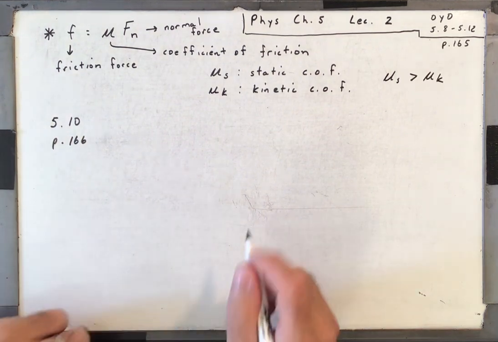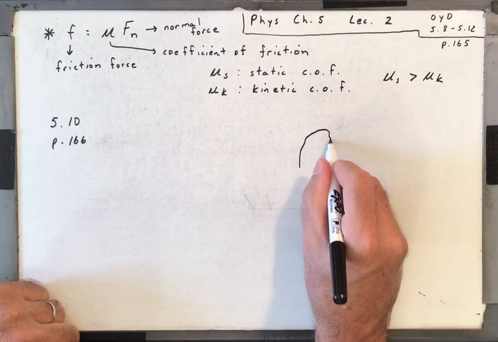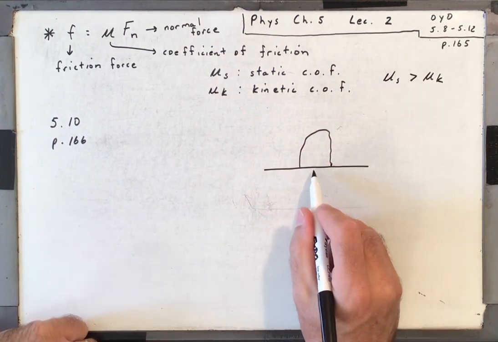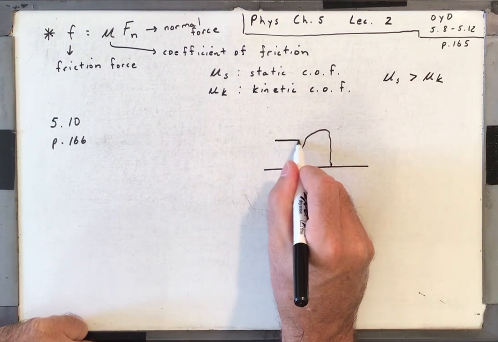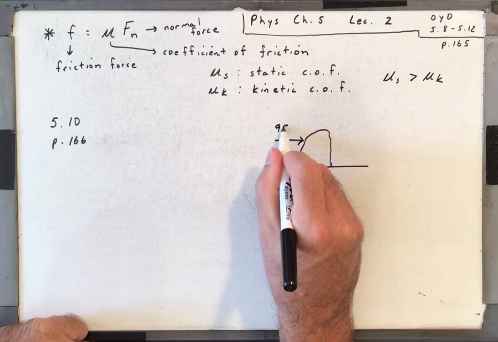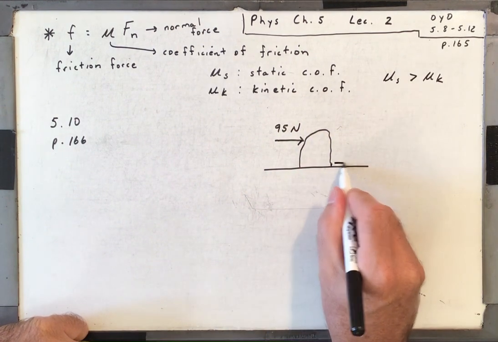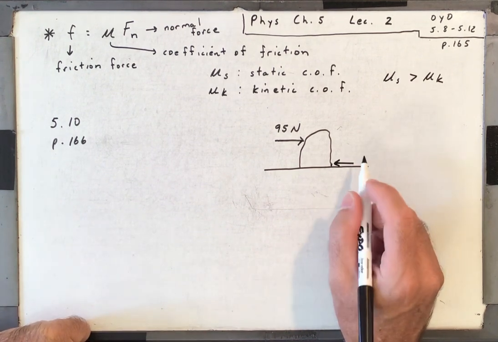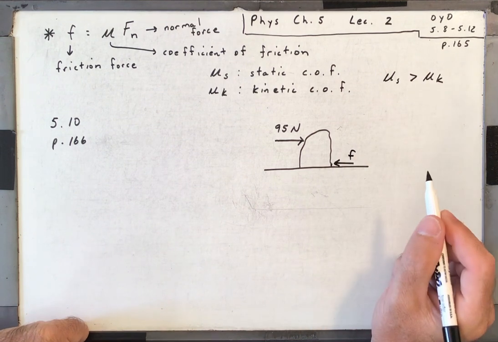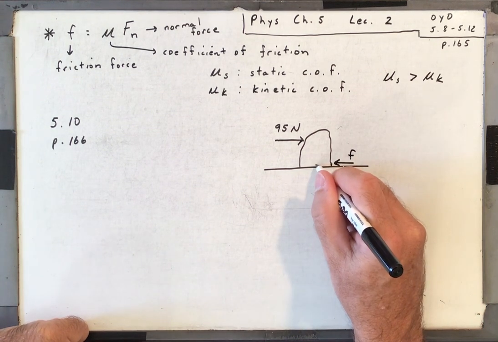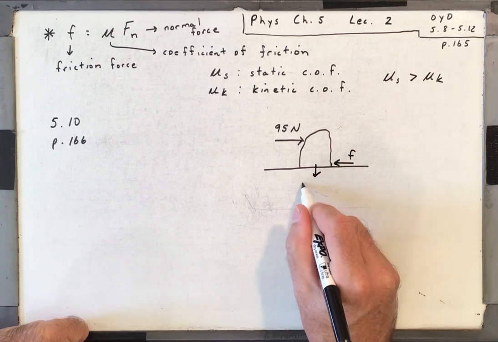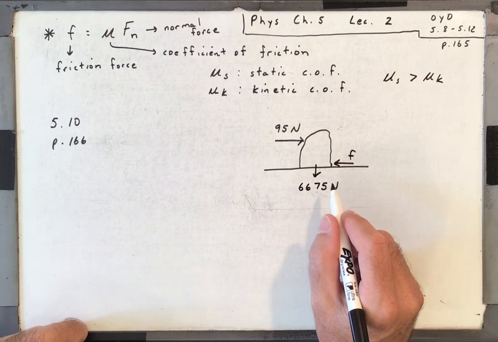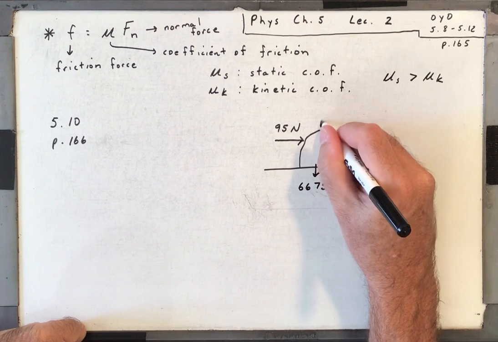So here, let's go ahead and draw a free body diagram. We've got the ground, this rock with a surprisingly flat bottom. The man is pushing with a force of 95 newtons. We know that friction at the surface of contact is opposing us. We're going to calculate that in a minute, so we'll call that F. We know we have the weight of the block going down. That's 6,675 newtons. We don't know the mass of the rock, but we can figure it out. And then the normal force.